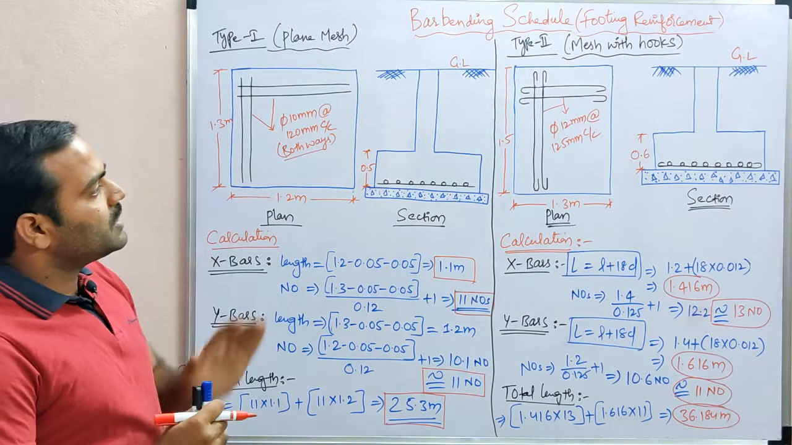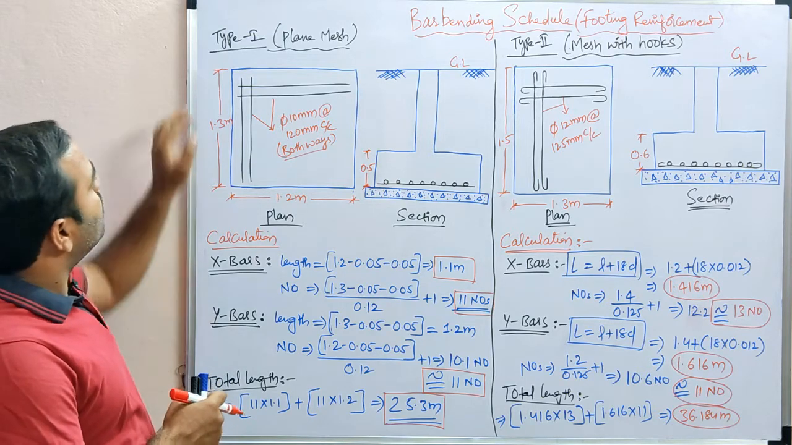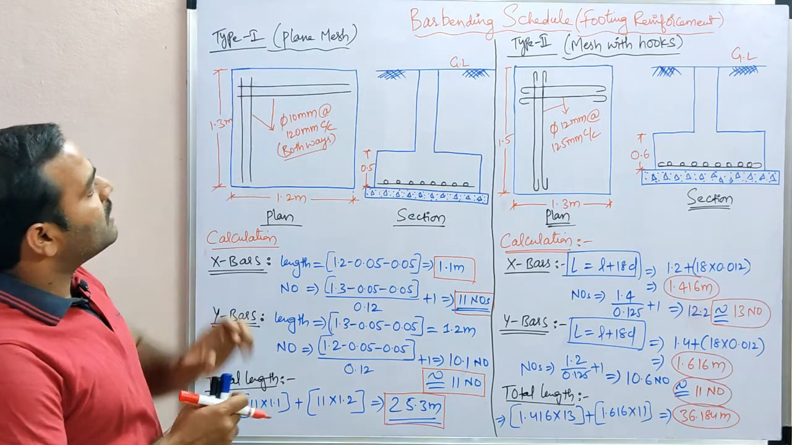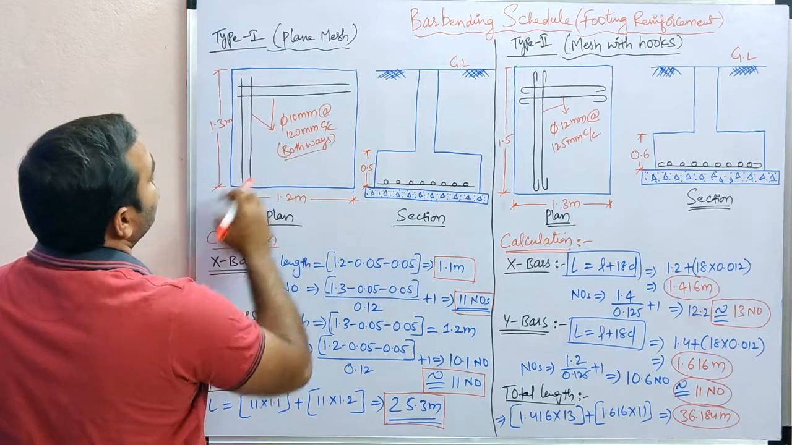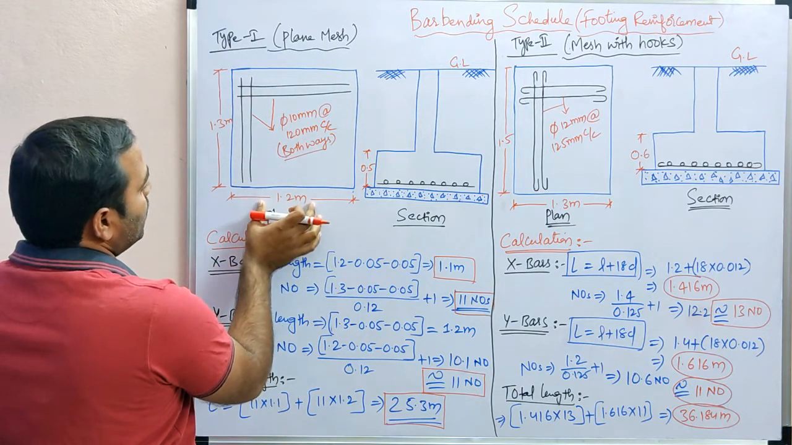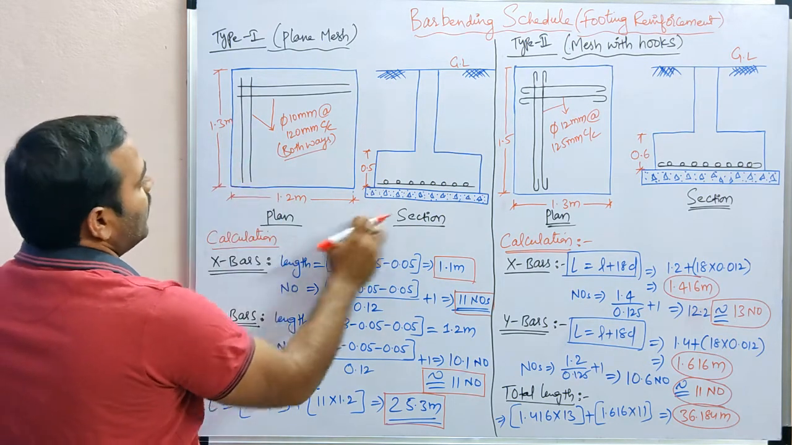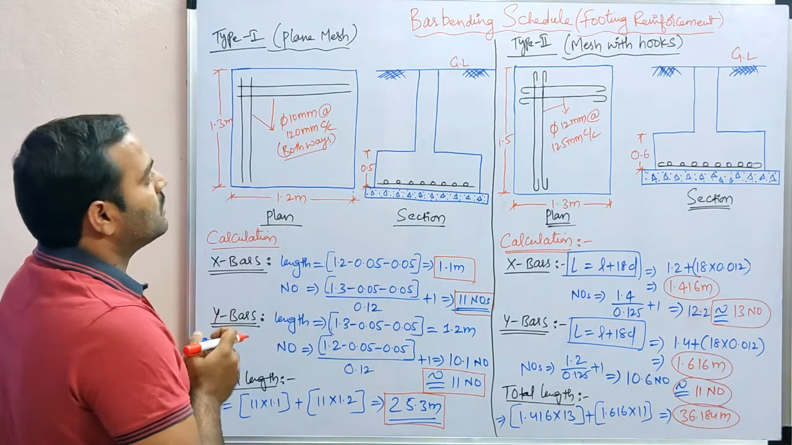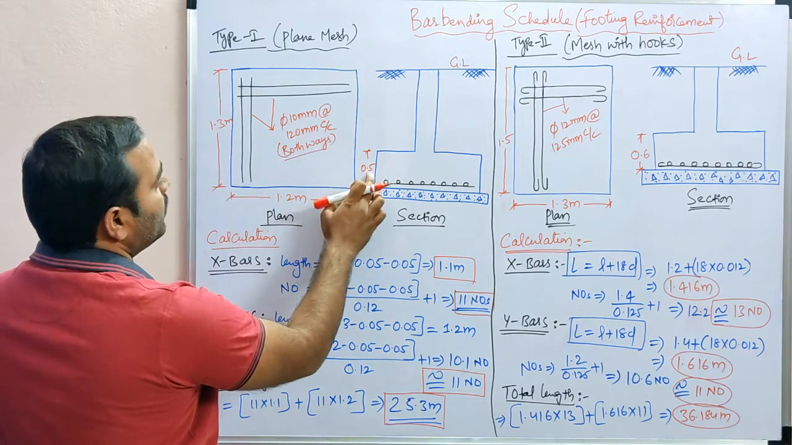So these are the footings I have taken and these are the reinforcements. If you take the first one, it is type 1. In this, plain mesh is taken. Plain mesh in the sense only straight bars are provided, in this direction straight bars and in this direction also straight bars. The size of footing is 1.2 meter by 1.3 meter, and the depth of footing is taken as 0.5 meters. So the size of footing is 1.2 by 1.3 by 0.5.